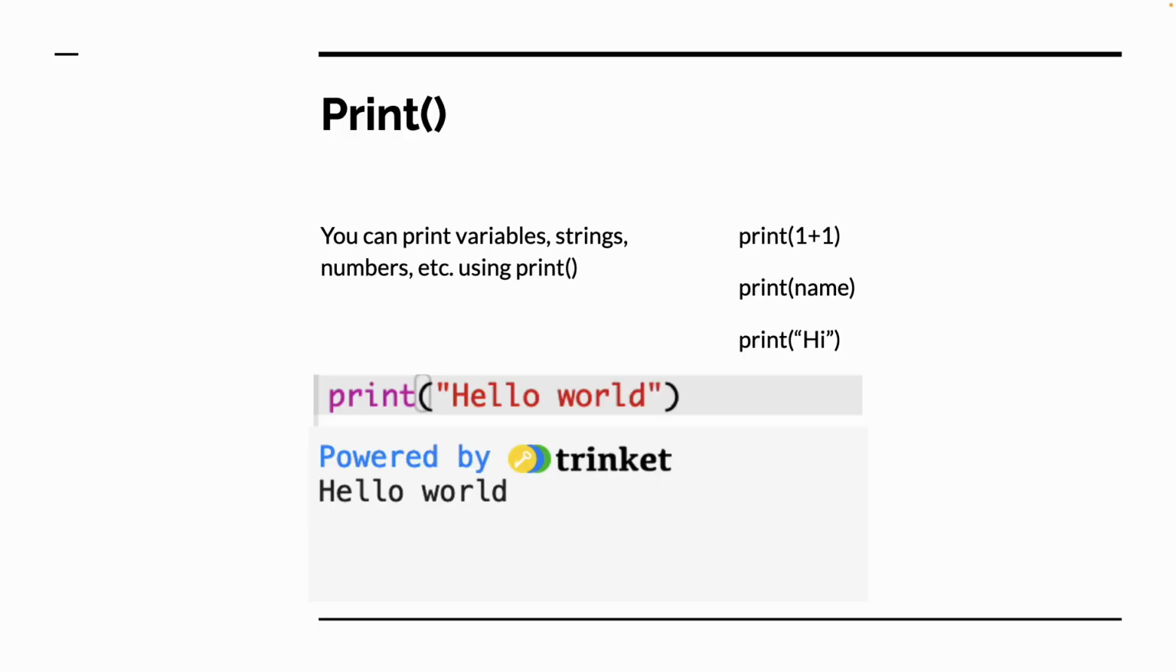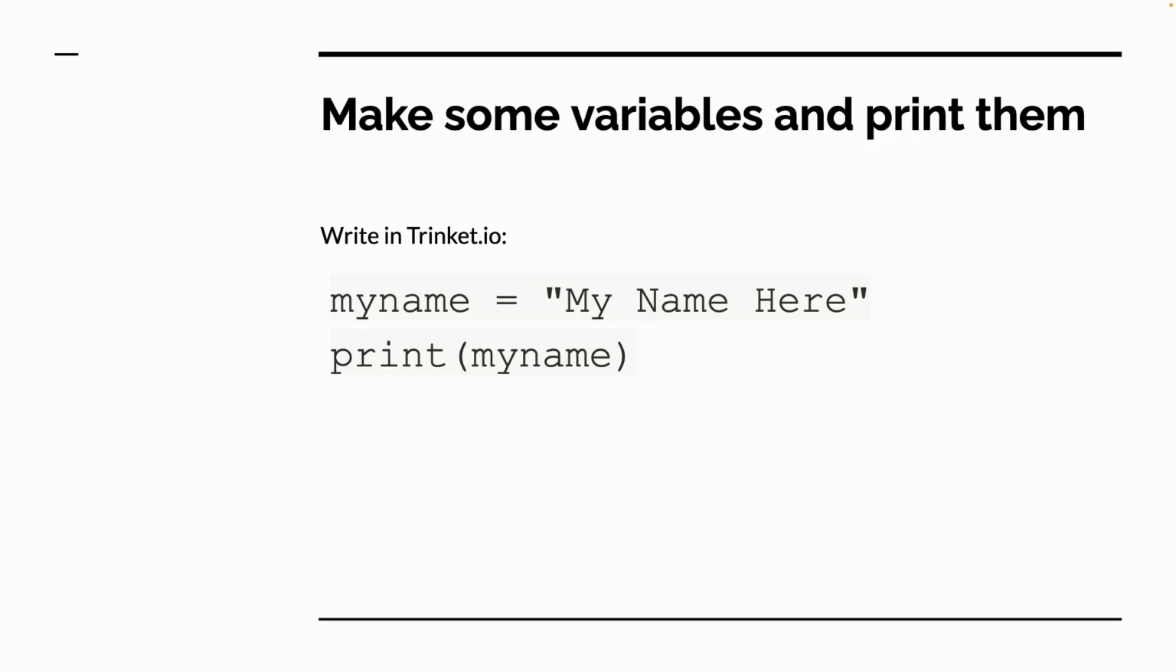The print function displays output. For example, print with parentheses hello world will print hello world, whatever was in those parentheses. You can assign data to variables and print them. For example, my name equals Jared. You can replace whatever words you want in the parentheses. And when you type print my name, it will print the word Jared.